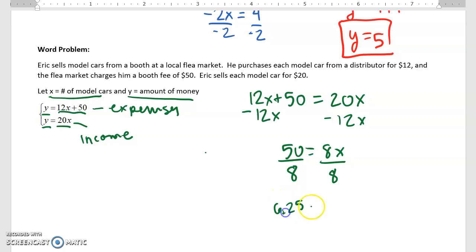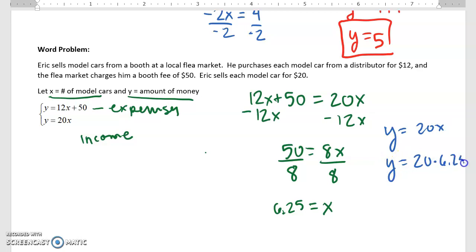And remember, that is the number of model cars Eric needs to sell to break even, to have his expenses and his profit equal the same amount. So what is that amount? Well, because I get to pick either equation, I'm going to go ahead and pick y equals 20x because I only have to do one thing. And I'm going to go ahead and substitute 6.25 in. And so that means if Eric sold 6.25 cars at $20 a pop, he would make $125.